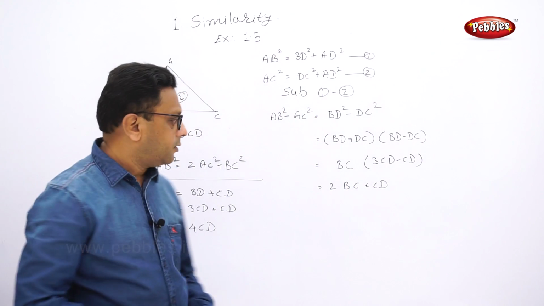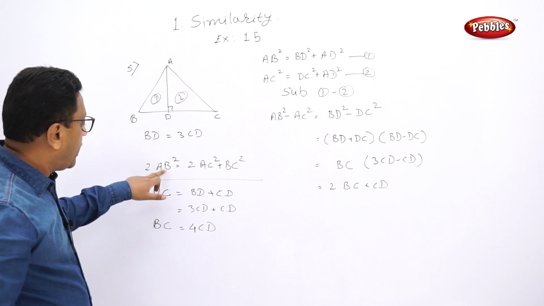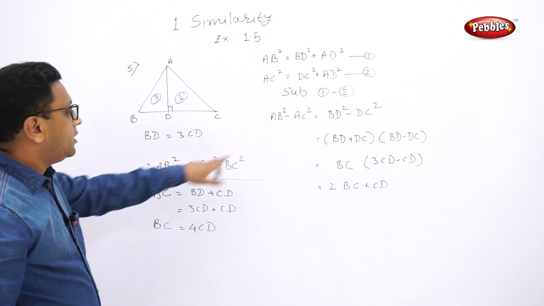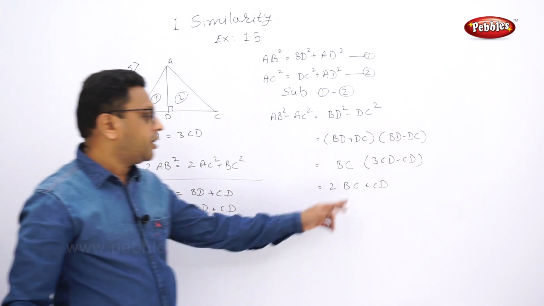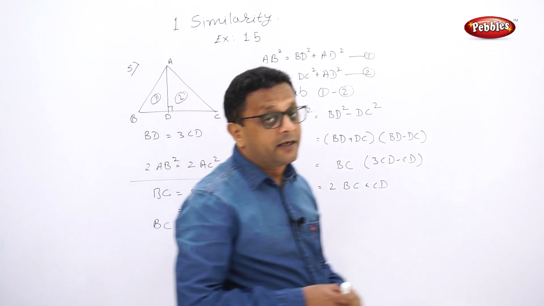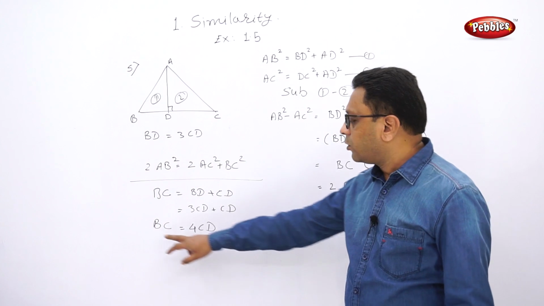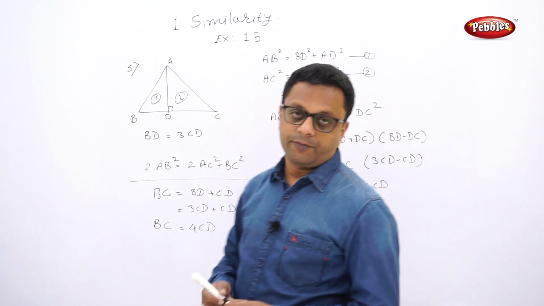Now how to go ahead? Now from what is to be proved, AB we have, AC we have, okay. BC we want, but here BC and CD both are there. We have to eliminate that CD. How will you eliminate the CD? From here. We have found out BC is equal to 4CD. So CD is equal to BC upon 4.